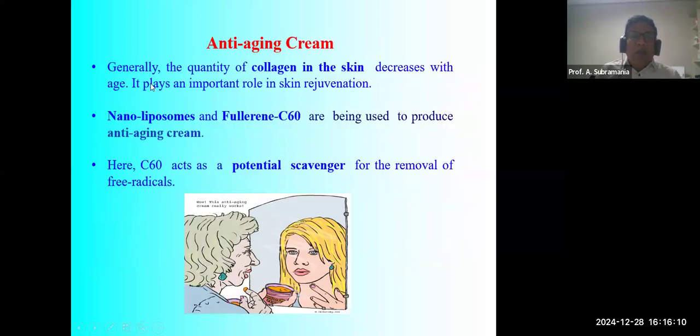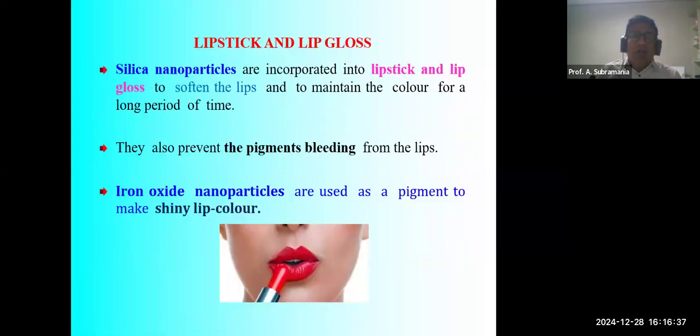Then anti-aging cream. So generally the quantity of collagen in the skin decreases with age. It plays an important role in skin regeneration. So nanoliposomes and fullerene C60 are being used to produce anti-aging creams. Here C60 acts as a potential scavenger for the removal of free radicals.